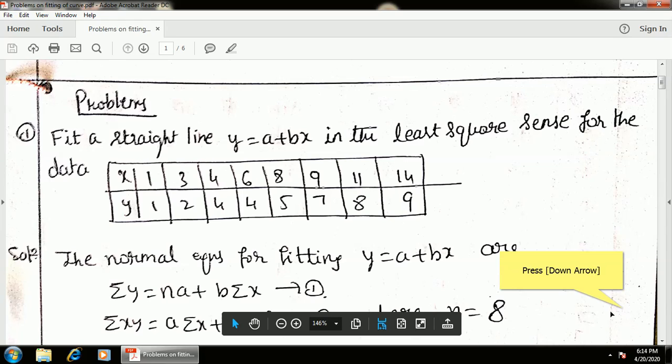The second normal equation is obtained by multiplying the given equation by the independent variable x, then taking the summation on both sides. Sigma xy equals a into sigma x plus b into sigma x square. We'll call both the normal equations 1 and 2. They have given 8 sets of values of x and y: 1, 2, 3, 4, 5, 6, 7, 8. 8 values they have given. N value is equal to 8.